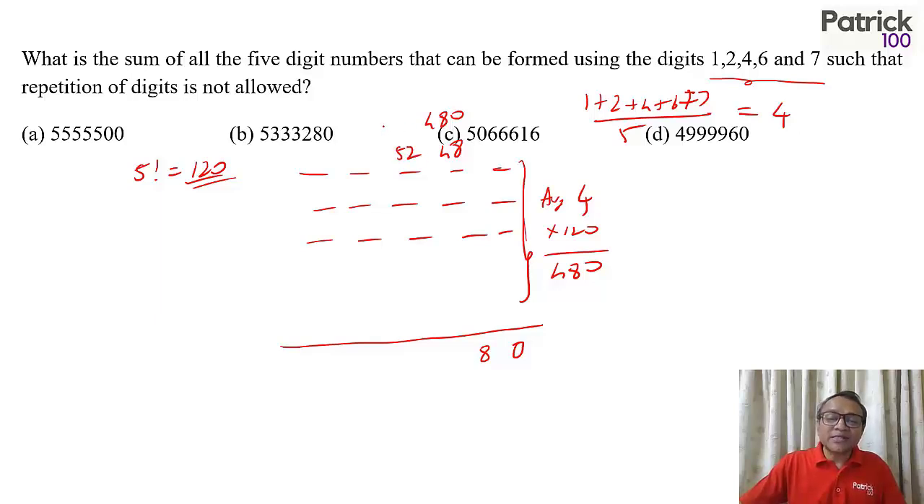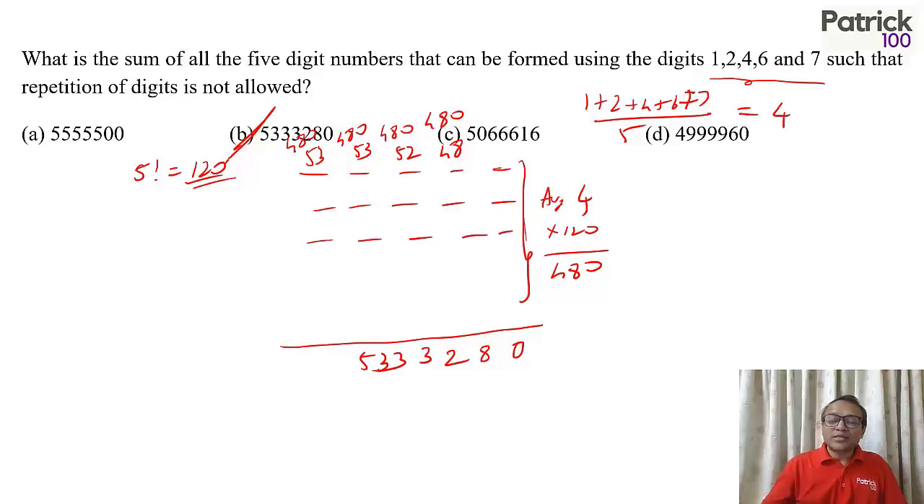Again, in the hundreds place, the addition is 480. If you add, it becomes 532. So 2 gets written down and 53 gets carried forward. Similarly, the next will be 480 plus 53, so 3 gets written down and 53 gets carried forward. And the same with 480 plus 53, you will get 533. So from that, you can make out the answer is option B.